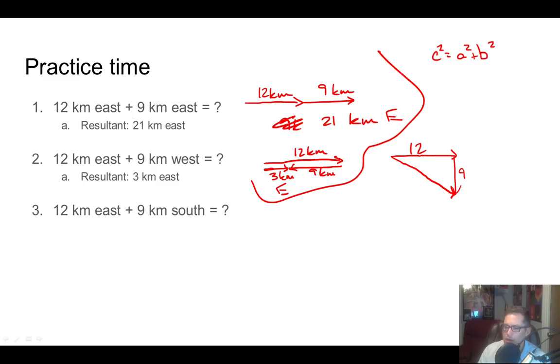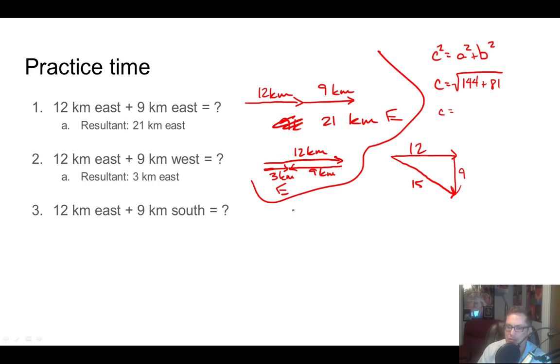So c would equal the square root of 12 squared, which is 144, plus 9 squared, which is 81. That's a 3, 4, 5 triangle, right? So this should be 15. Let me double check. 144 plus 81 is 225, and the square root of 225 is 15. So that's the magnitude.